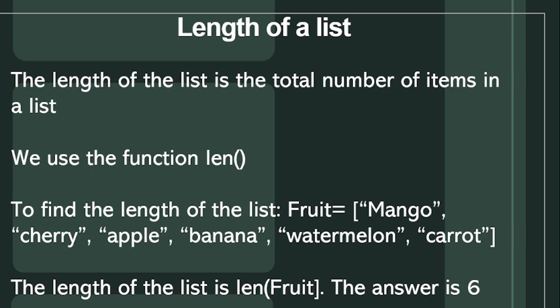Is that clear right now? So let me quickly look at the last aspect of this lecture, which is the length of a list. The length of a list is the total number of items in a list. We use the function len, L-E-N, with brackets, open and close. For instance, for this fruit list, which includes all these items here, if you say length of fruit, the answer will be what? 6. Is that clear right now?